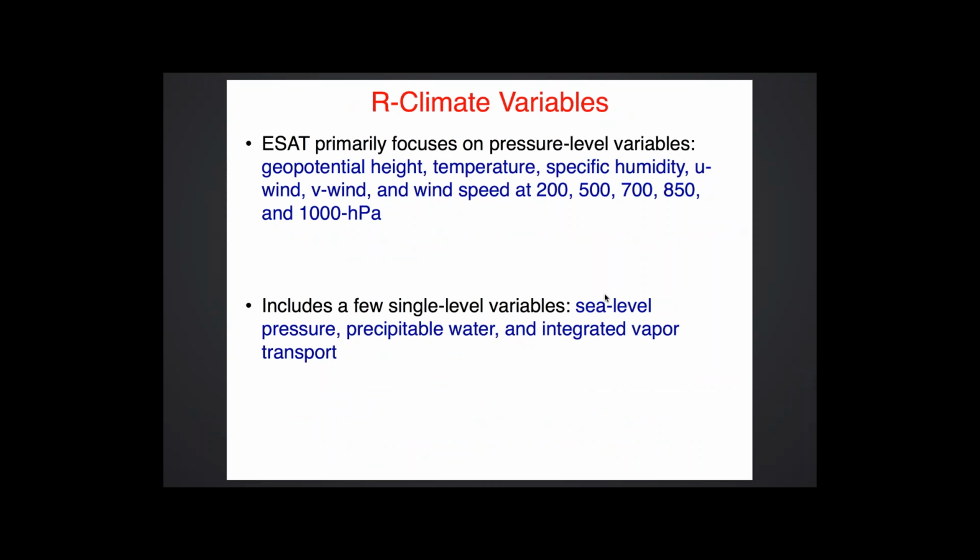So for the R climate output, we primarily focus on pressure level variables. We have those outputs available for geopotential height, temperature, specific humidity, U wind, V wind, and wind speed at the levels of 200, 500, 700, 850, and 1,000 millibars. But we also have a few single level variables, including sea level pressure, precipitation, and integrated vapor transport.